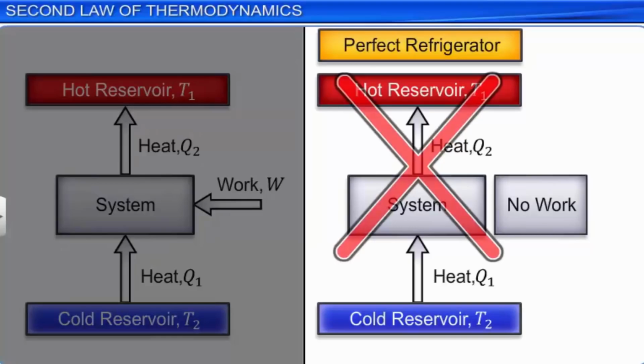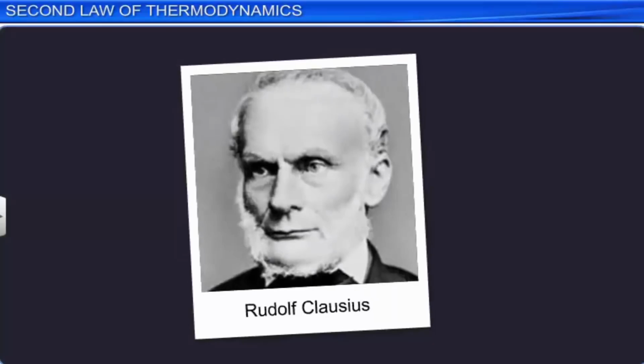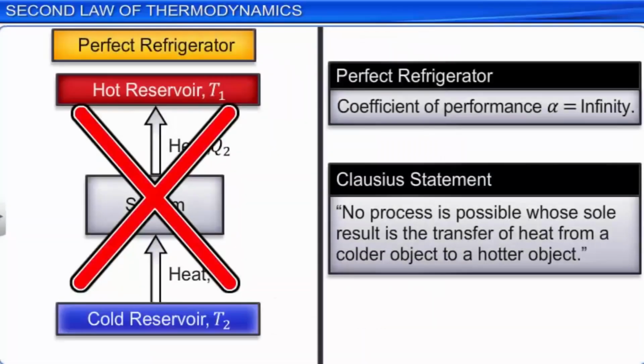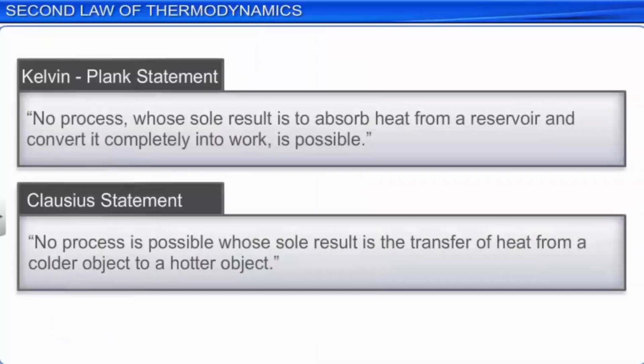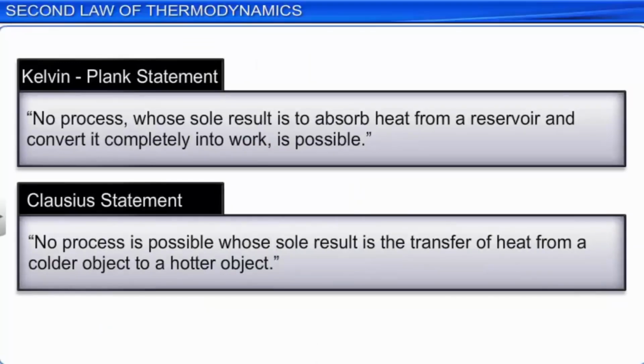The other form of the second law of thermodynamics, which restricts the possibility of a perfect refrigerator, is given by Clausius and states that no process is possible whose sole result is the transfer of heat from a colder object to a hotter object. This means we can't make a refrigerator function without any external work on the system. Both ways of stating the second law of thermodynamics are equivalent. Any one form of the law can be logically derived from any other form.